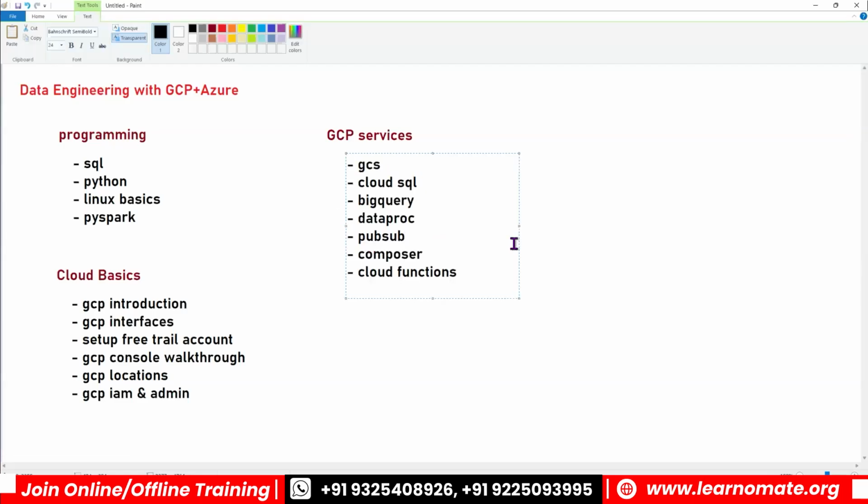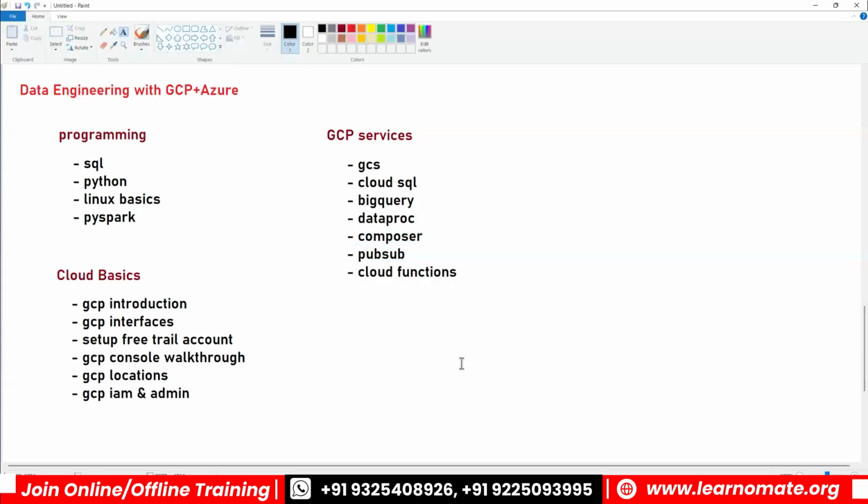So these are the important services: GCS, Cloud SQL, BigQuery, Dataproc, Pub/Sub, Composer. Composer or Airflow, both are the same, guys. So here Airflow or Composer, both are the same. Pub/Sub and Cloud Functions. So these are the GCP data engineering services that we are covering, and Azure also.